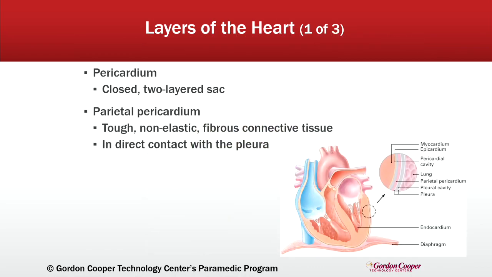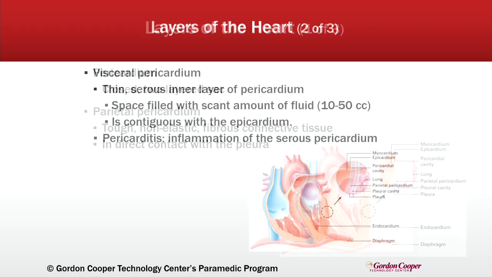So the pericardium, we're talking about the layers of the heart. The pericardium is a closed two-layered sac that surrounds the heart. The outer layer, known as the parietal pericardium, is made of tough, non-elastic, fibrous connective tissue. That layer provides necessary support and protection. It's important to note that the parietal pericardium is in direct contact with the pleura, which is the membrane surrounding the lung. That close relationship helps maintain the heart's position in the thoracic cavity.